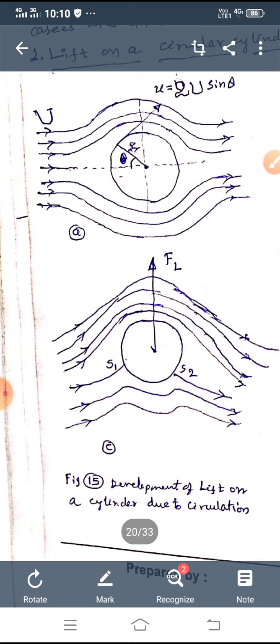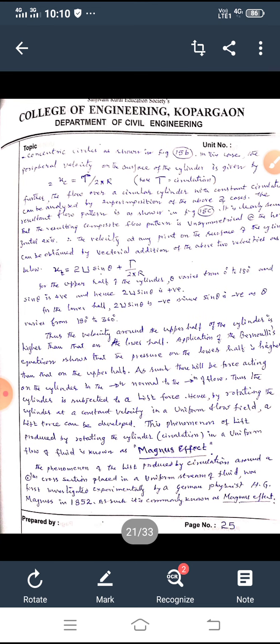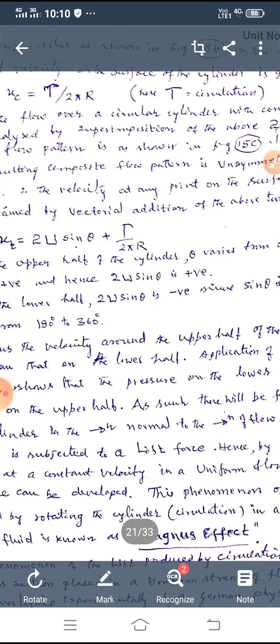The superimposed flow pattern will be symmetrical about the vertical axis on either side, whereas along the horizontal axis it is unsymmetrical. Therefore, the velocities will be added vectorially to get the resultant velocity. Total velocity ut is equal to 2u sin theta plus circulation divided by 2 pi r.